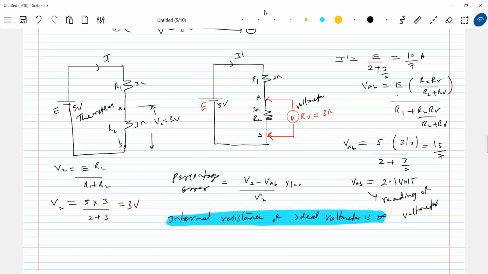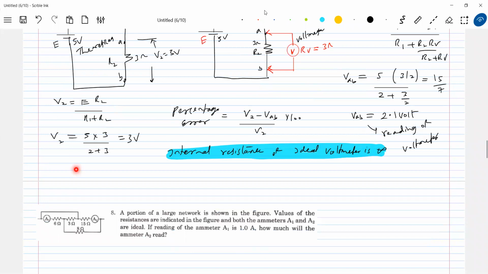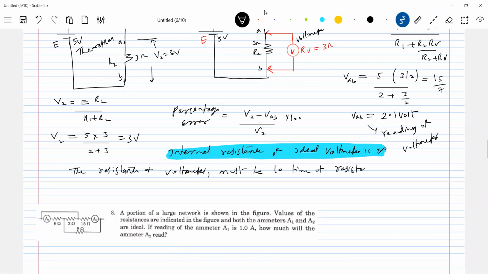So again, what rule do we make? To minimize error, the resistance of the voltmeter must be 10 times the resistance of the points across which it is connected. So there's one more rule we are making.